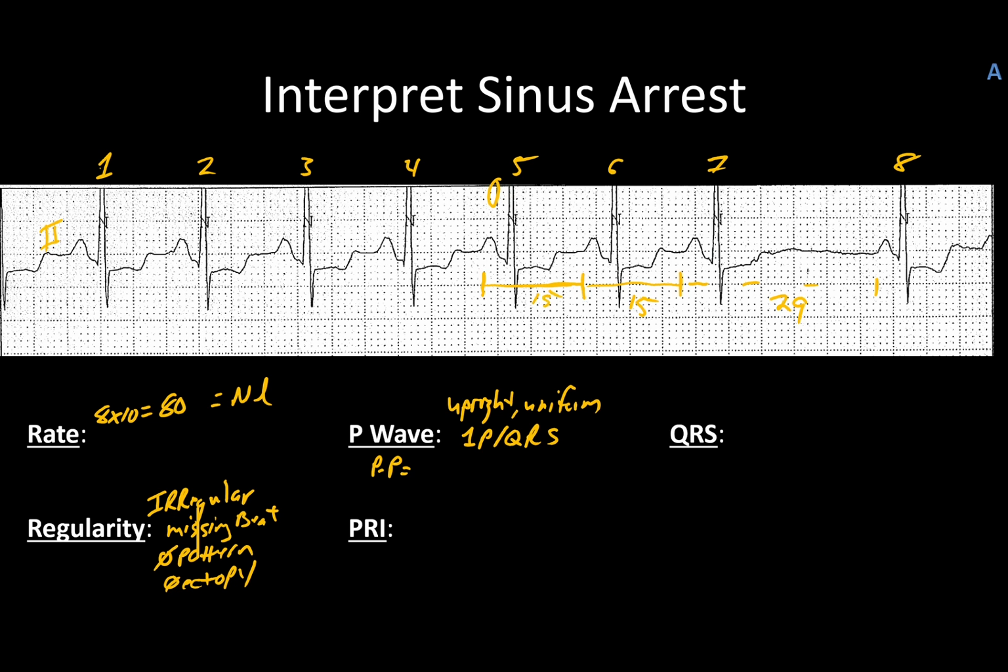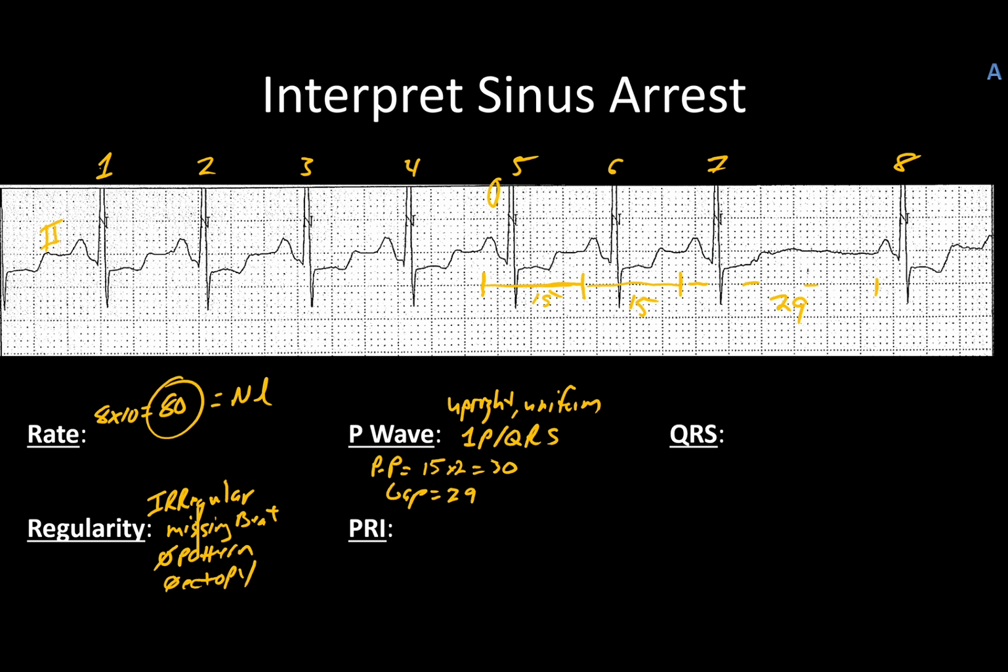So we get 2 different things here. One, the P to P is 15, and of course if you multiply that times 2, that equals 30, but the gap equals 29, which is not an exact multiple. And that's what we were looking for, correct? A hint or an indication of whether this is sinus block versus sinus arrest. As for the rate, we still stick with 80 because it's irregular. Without that missing beat, our rate would be much higher.